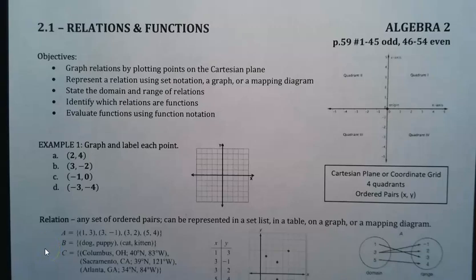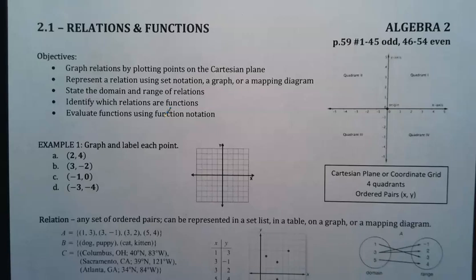Alrighty, guys. For Algebra 2 today, we're starting a new chapter: relations and functions. So lots of stuff going on today. We're going to graph relations by plotting points on the Cartesian plane, which we've done. Represent a relation using set notation, a graph, or a mapping diagram. State the domain and range of relations. Identify which relations are functions, and evaluate functions using function notation. So quite a little bit of a review, probably.